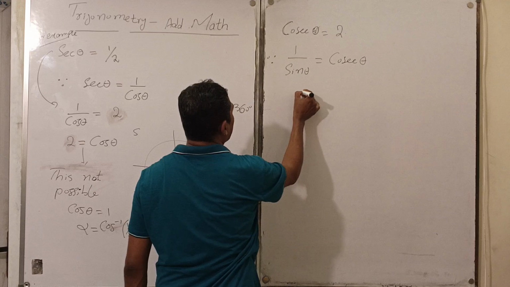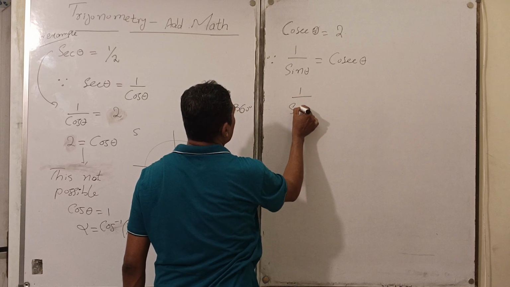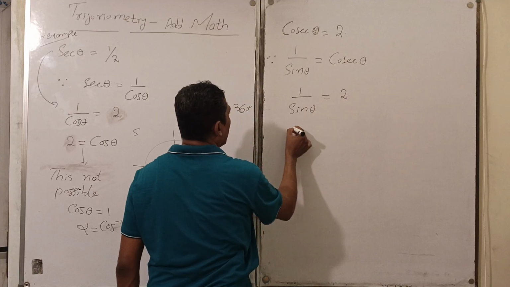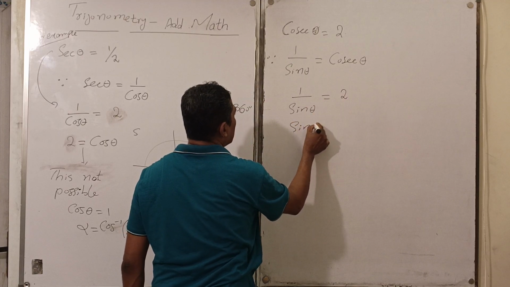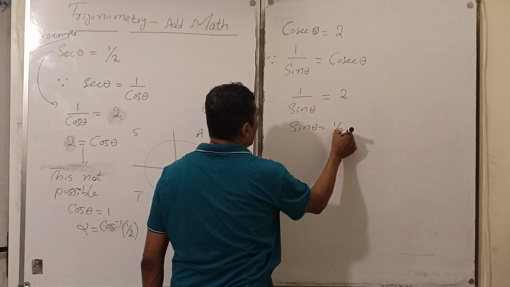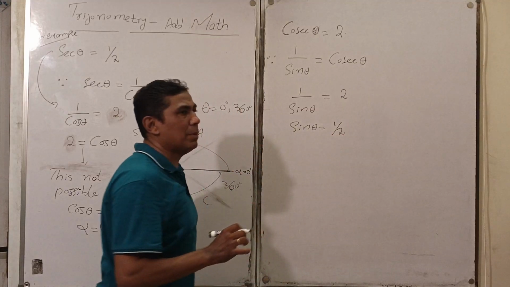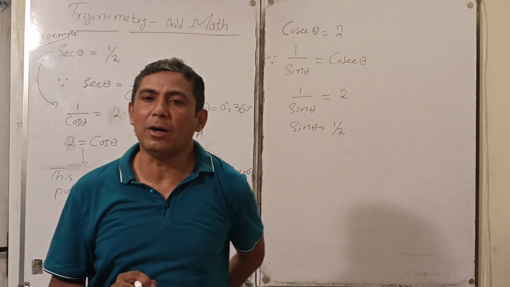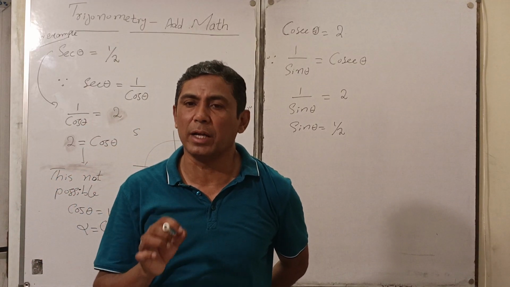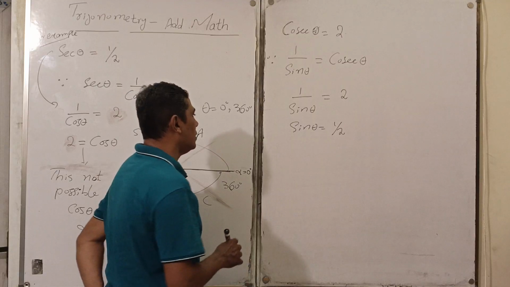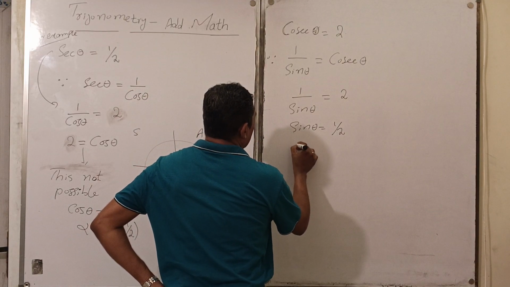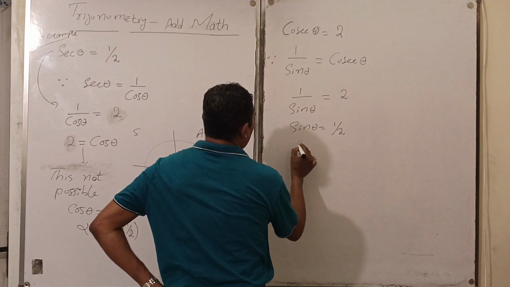So I can write it: 1 over sine theta equal to 2. Now multiply, so sine theta equal to 1 over 2. Is this graph possible or impossible? Possible. Why? Because the value of sine theta always lies between minus 1 and 1. It is possible.